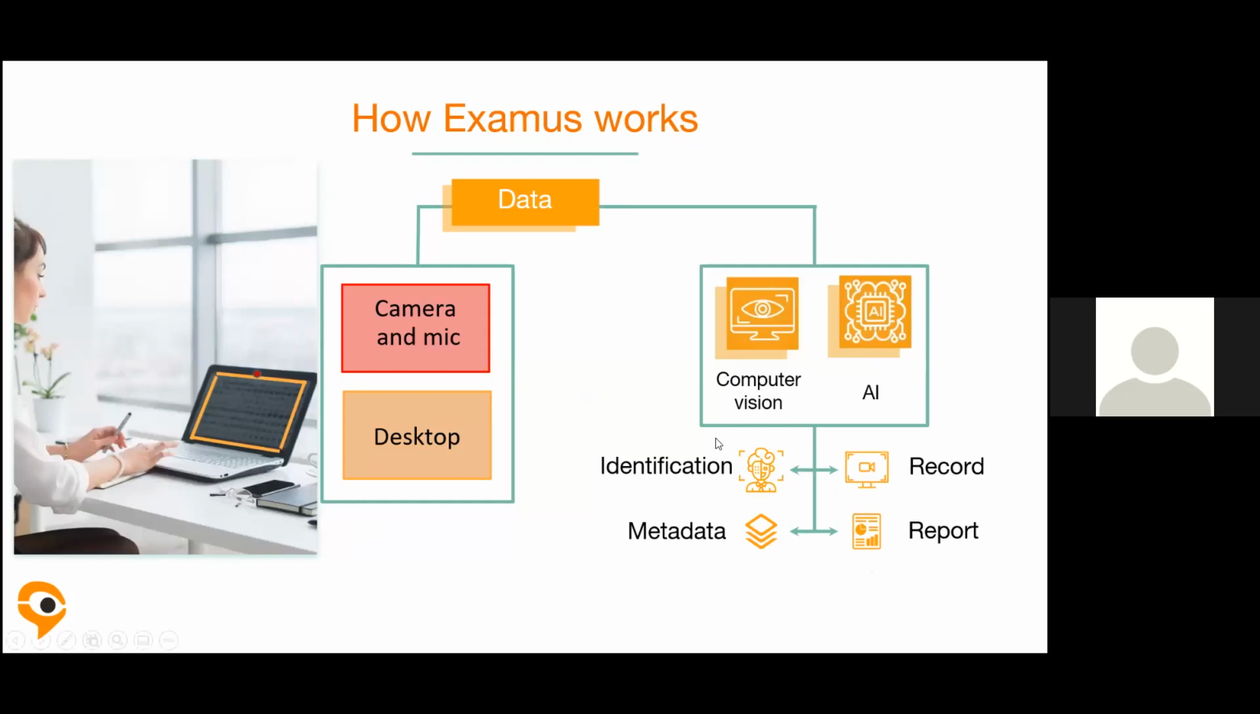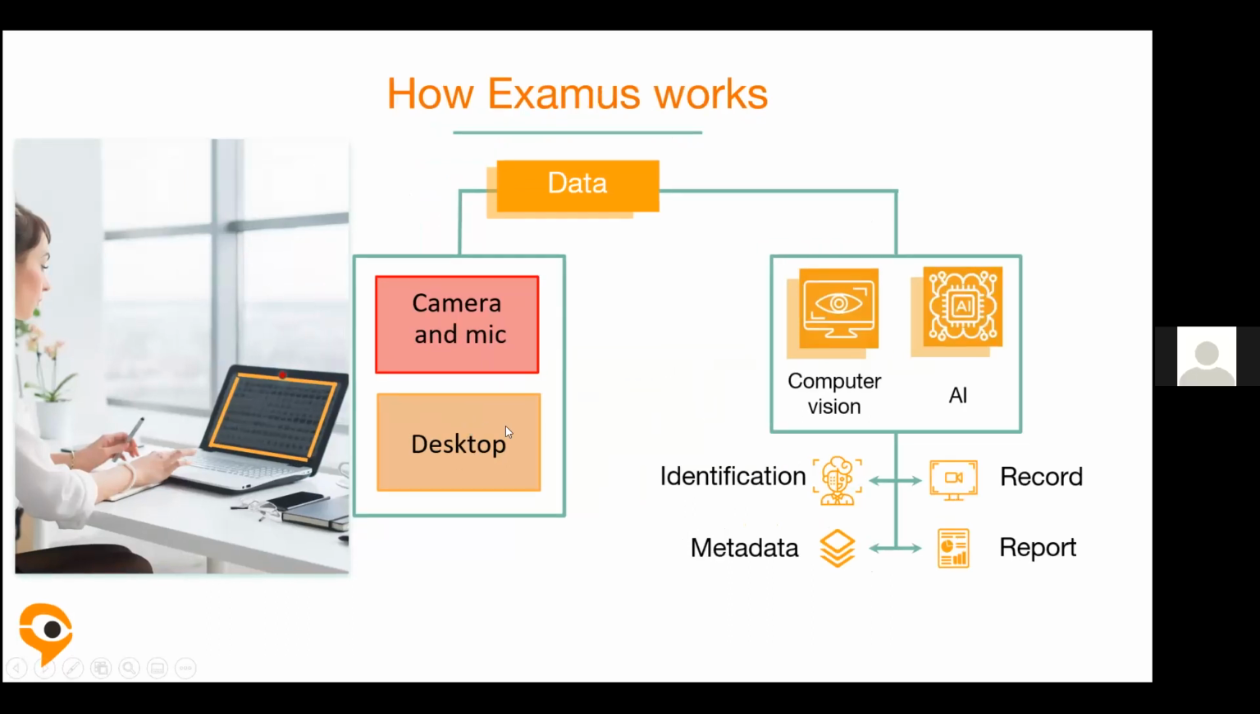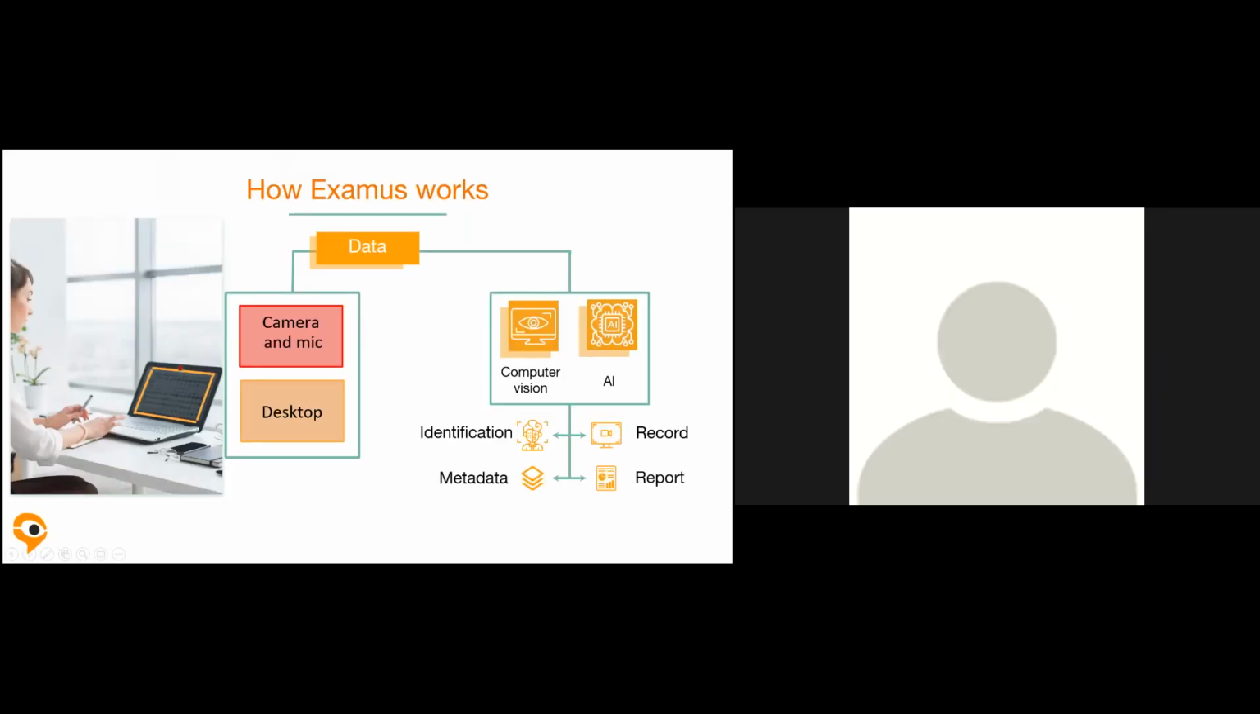So if I introduce you how Examus works, that is basically the following principle. Our AI gets the information from the student's camera and microphone and from their desktop. So it captures both sources, and then it analyzes it using computer vision and AI algorithms. Then this information gets to the end user, who are the exam organizers or the proctors, in the form of recordings and reports. I will show you in a bit how it looks like.